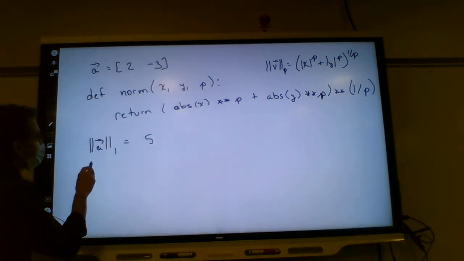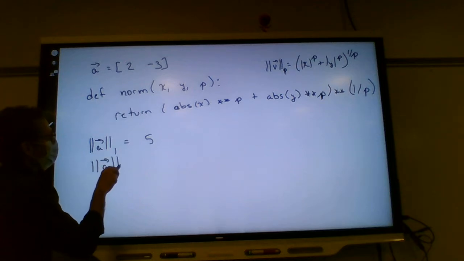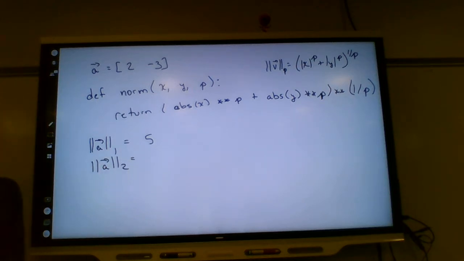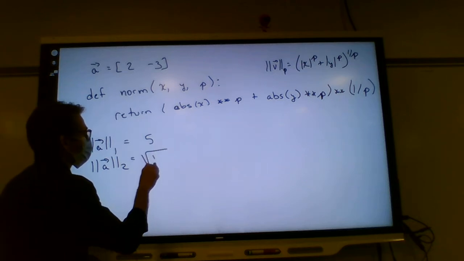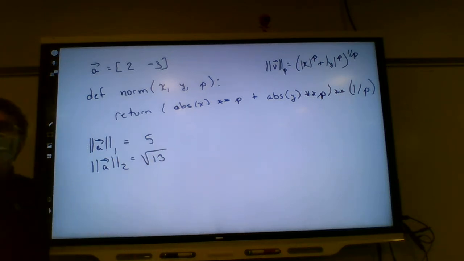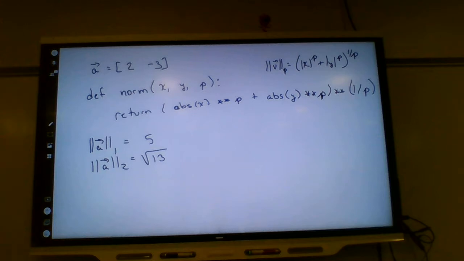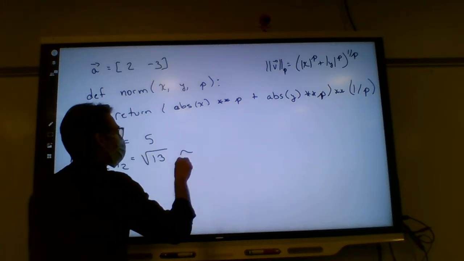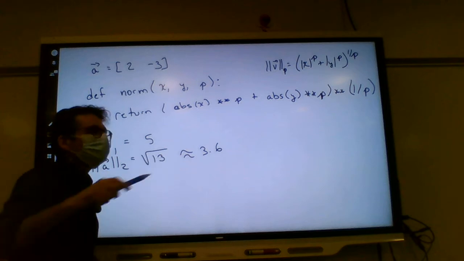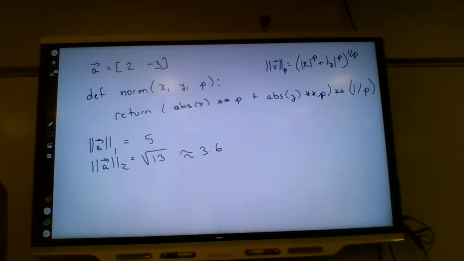All right, what is the 2 norm for this? What is it? The decimal form is like 3.6. Okay. All right, it's square root of 13, which is about 3.6 something, right? Which is what we expect that to be.